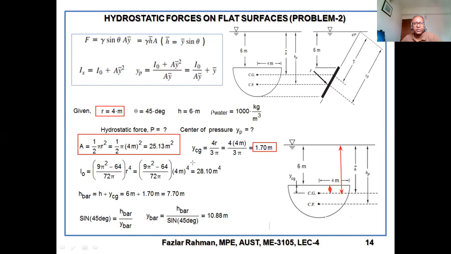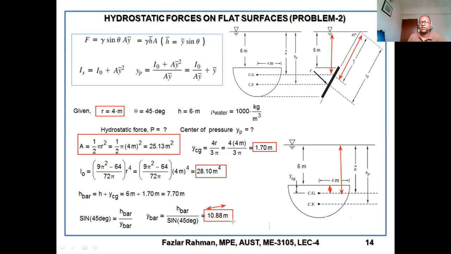Then we need to figure out the I naught by this formula. You got the I naught. Then H bar you have. Now how can we get the Y bar? You see, you figured out this is the location of CG. So you already figured out this height equal to 7.7. Now how can we figure out the Y bar from here, the inclined distance? Just use the sine theta, right? So sine theta equals H bar by Y bar. H bar you got, the vertical depth. So Y bar is coming 10.88 meter, right out here.